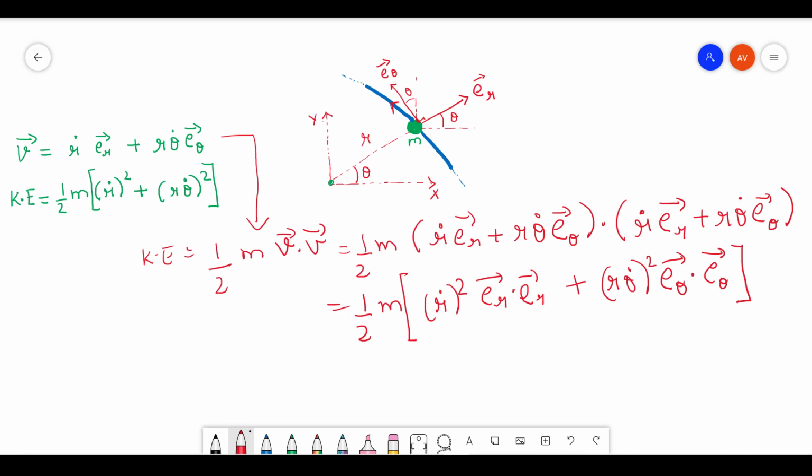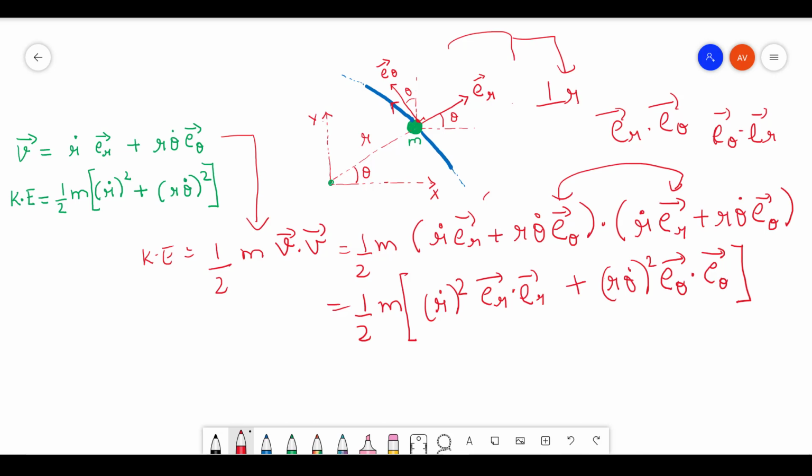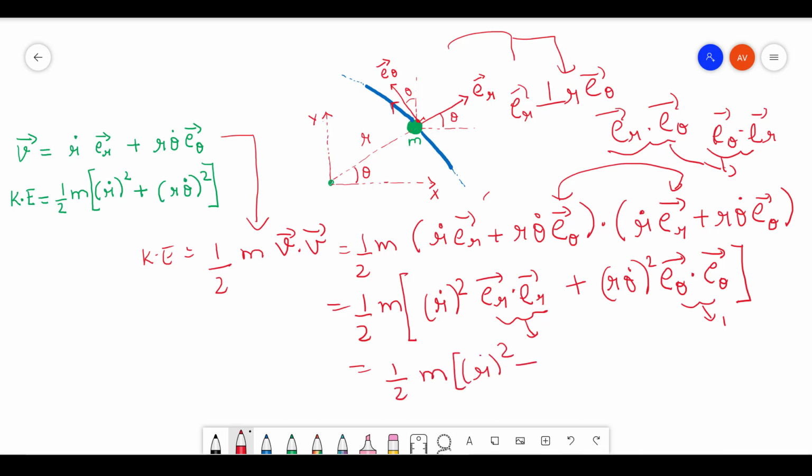The rest of the terms, which are cross multiplied, will be either e r dot e theta or e theta dot e r. You can see that they are at 90 degrees to each other, so e r and e theta are perpendicular. Therefore these terms will become zero, their dot product will be zero, and the dot product of each unit vector with itself will become 1. So you will get the final form as this. This is how you find the final form. Now let's utilize this form to find the answer.